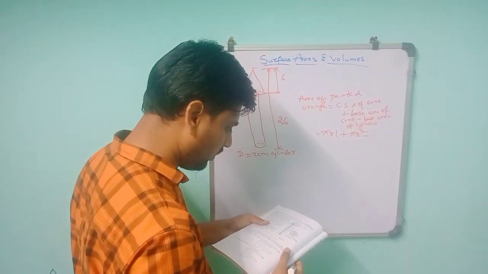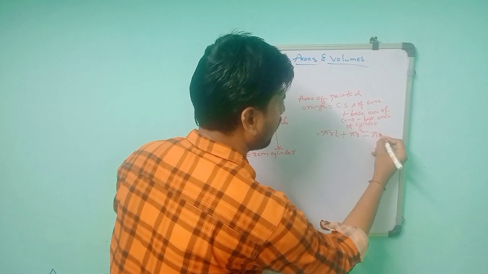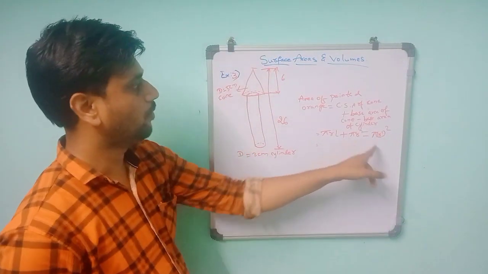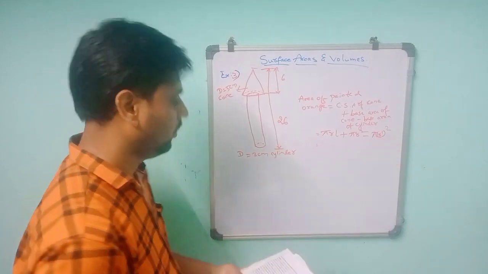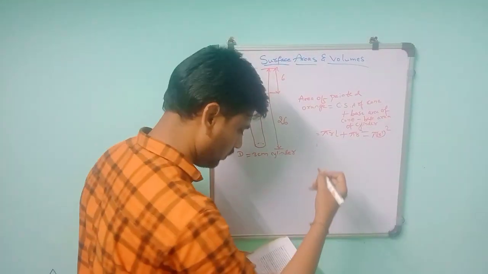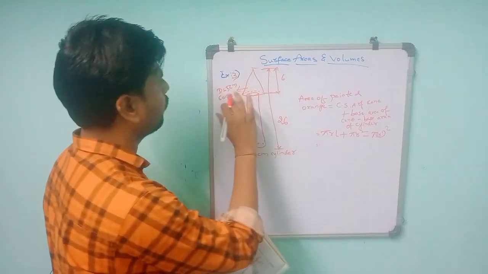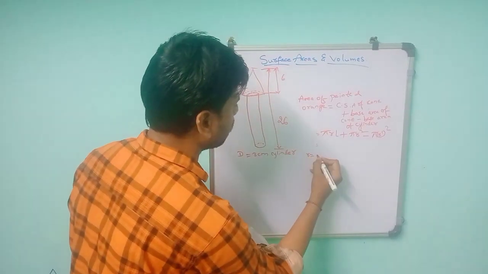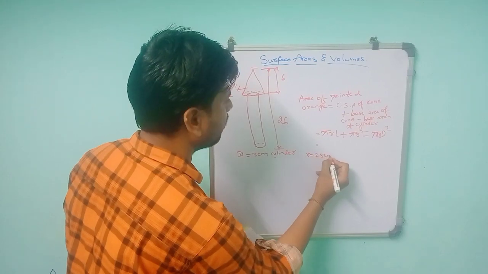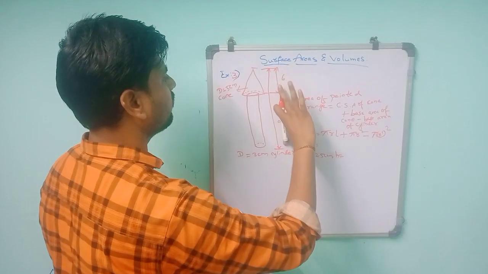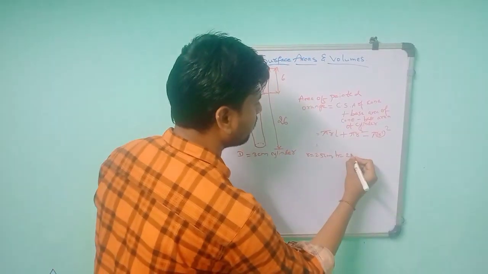So I will take this one as r dash, pi r dash square. So pi r plus pi r square minus pi into r dash square. So pi r means, you have to first find out the radius. So this is the radius of the cone. So it is 2.5 because 5 is there. Then the height of the cone is, this is 26, this is 6. Height will be 20. This is our cone.